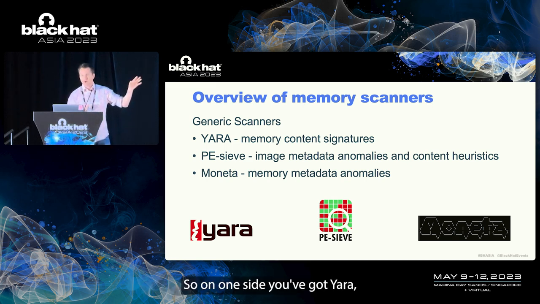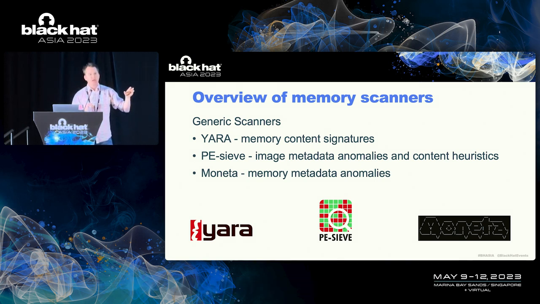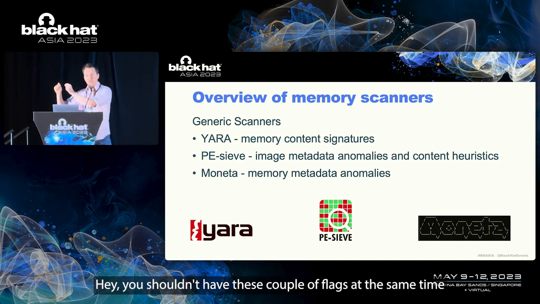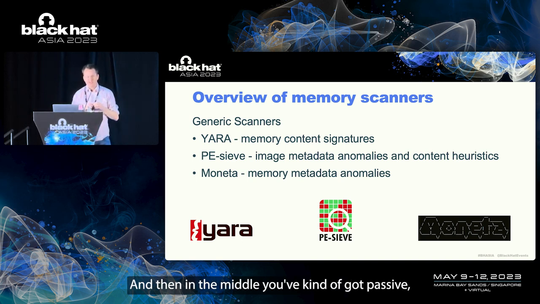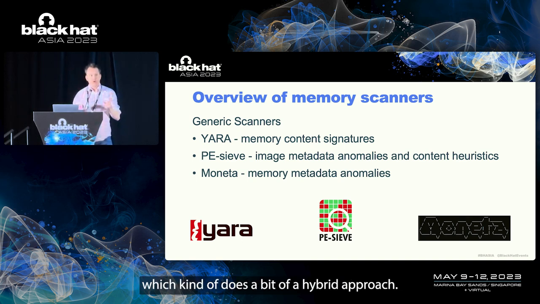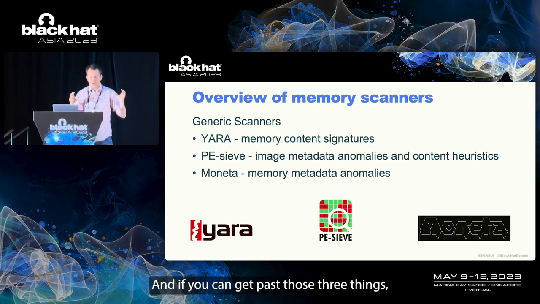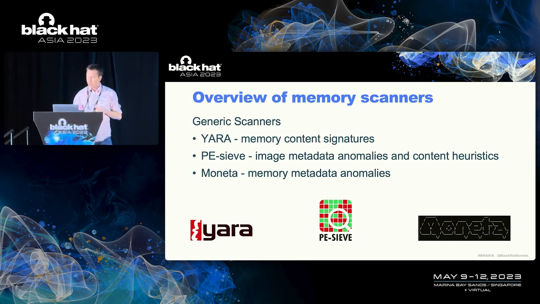On one side, you've got Yara, which is really good at writing signatures on memory contents and finding those known bad things. At the other end, you've got Moneta, and it's really good at doing analysis on just the memory metadata and finding those anomalous regions, like, hey, you shouldn't have these couple of flags at the same time as you've got these couple of flags, that looks bad. And then in the middle, you've got PE-sieve, which does a bit of a hybrid approach. It's got some content heuristics, and it looks more closely at the image metadata anomalies. And if you can get past those three things, then you're probably going to get past most endpoint security products.